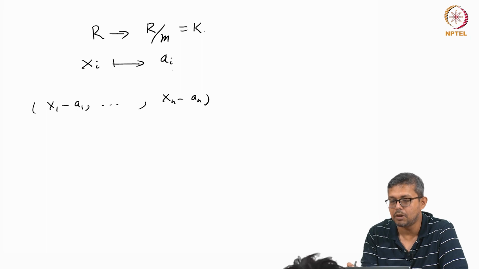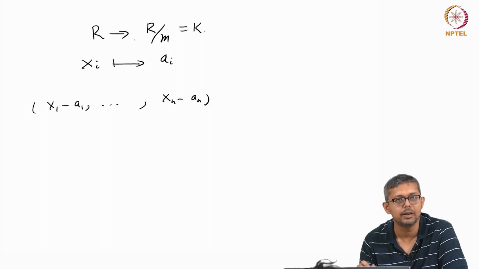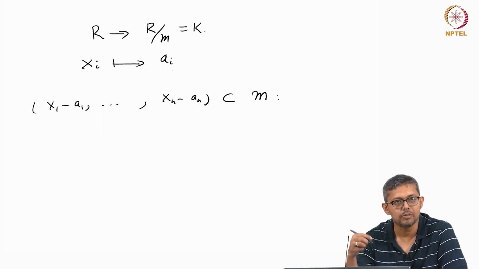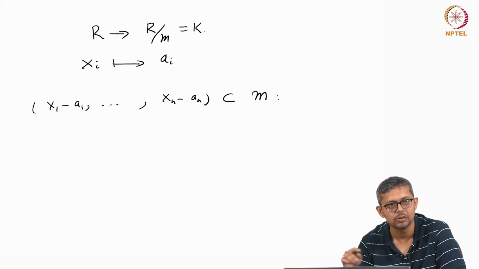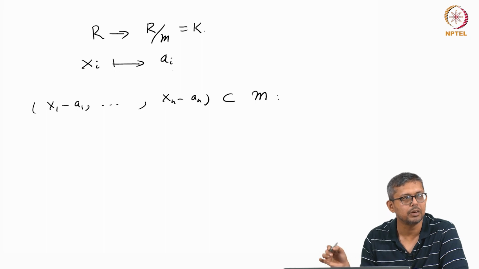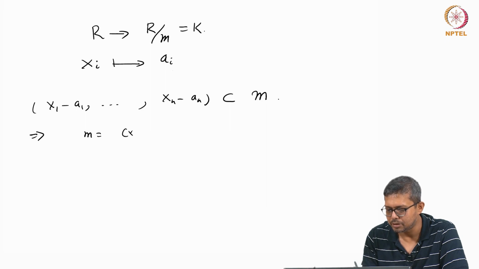Now, you consider the ideal generated by x1 minus a1, ..., xn minus an. Now, x1 minus a1 will go to 0, because a1 will go to a1. This is a K algebra map, so it will take K to K. So, x1 minus a1 will go to 0, x2 minus a2 goes to 0, xn minus an goes to 0. So, the whole ideal goes to 0, so it will be inside M. So, this will imply that, because this is already a maximal ideal, M will be equal to (x1 minus a1, ..., xn minus an).